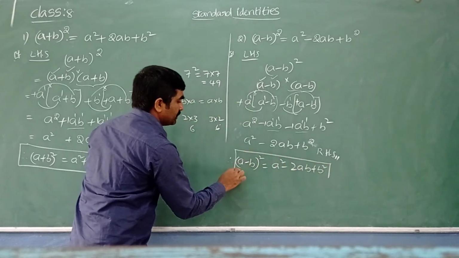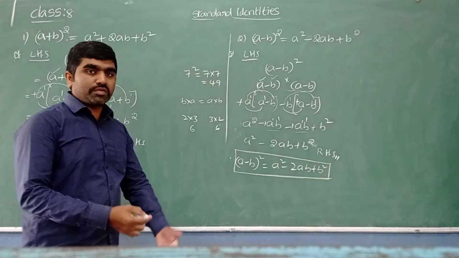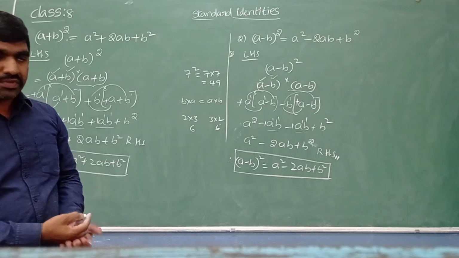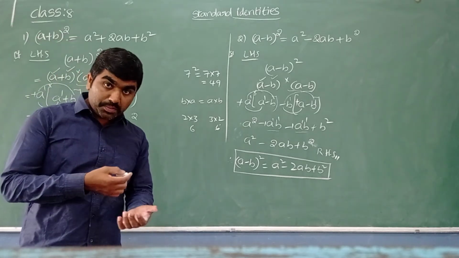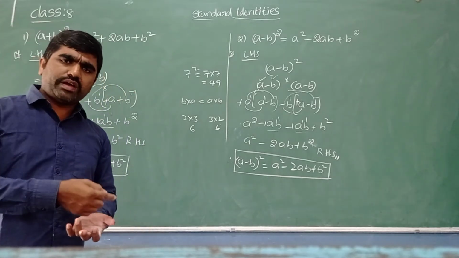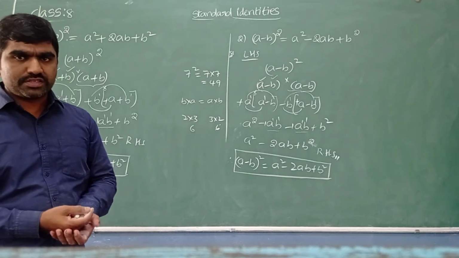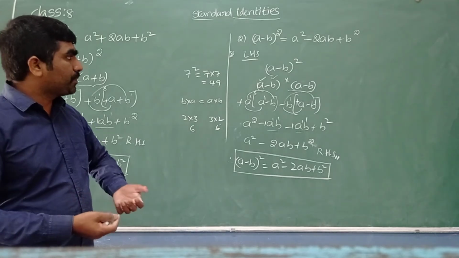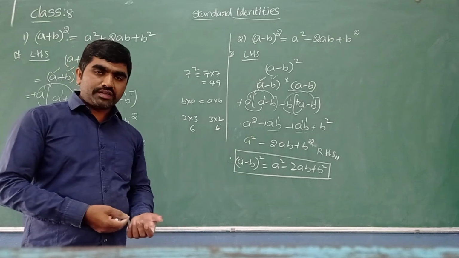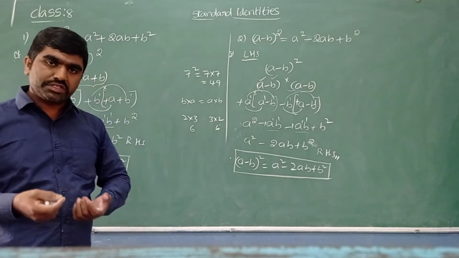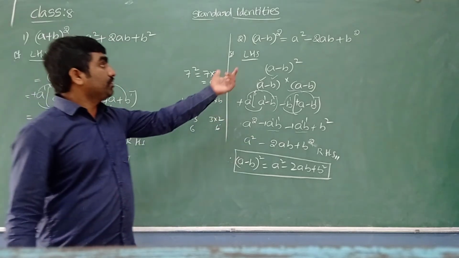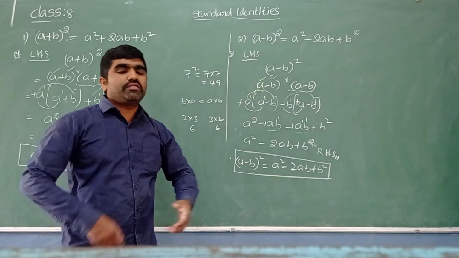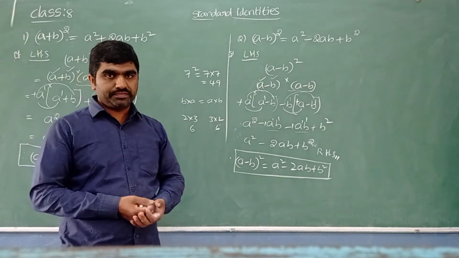So these are some standard identities. What is the importance of these identities? By using them, we find the product of numerical values or algebraic expressions. To find the product, why can't we find it directly? Yes, we can find it directly, but with the help of identities we can solve it in less time.